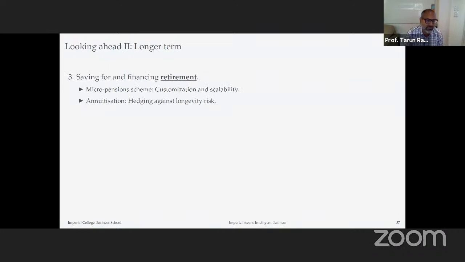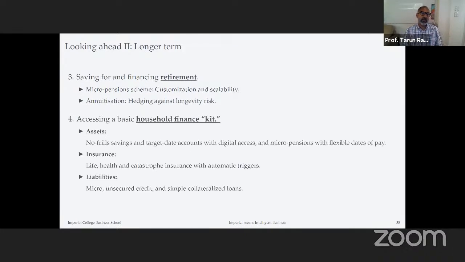Finally, I think we should save for and finance retirement. We should think more about micro pension schemes, customization, scalability, and annuitization. And the recommendation we had in the RBI Household Finance Committee report was to think about how households could access a basic household finance kit with assets, insurance, and liabilities.